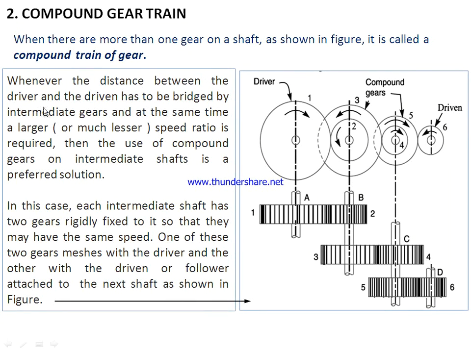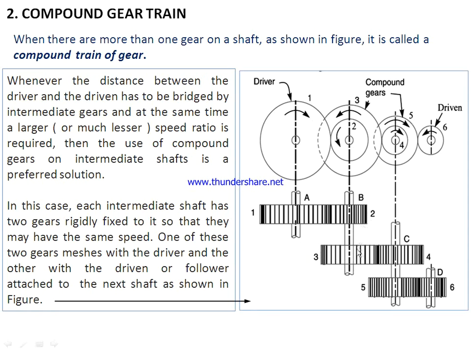Whenever the distance between the driver and the driven has to be bridged by intermediate gears, and at the same time a larger or much smaller velocity ratio or speed ratio is required, then the use of compound gears on intermediate shafts is a preferred solution. So this type of arrangement will help us to get either larger velocity ratios or smaller velocity ratios. In this case, each intermediate shaft has two gears rigidly fixed to it so that they have the same speed.